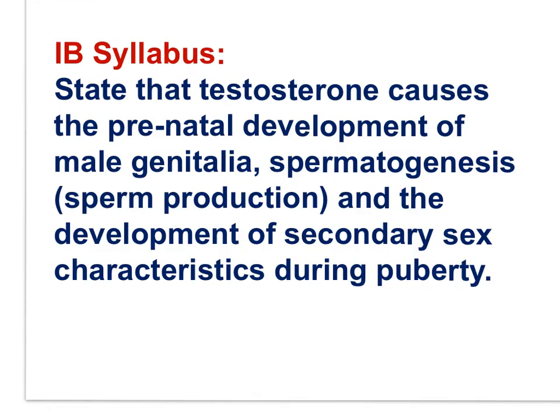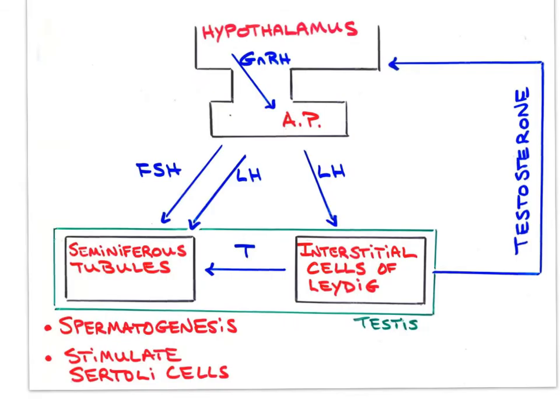So that brings us to this IB syllabus statement. State that testosterone causes the prenatal development of male genitalia, spermatogenesis, and the development of secondary sex characteristics during puberty. In this image, below the hypothalamus is the anterior pituitary, which releases FSH and LH in the male. Both of these hormones target the testes. Seen here is the entirety of this green box.